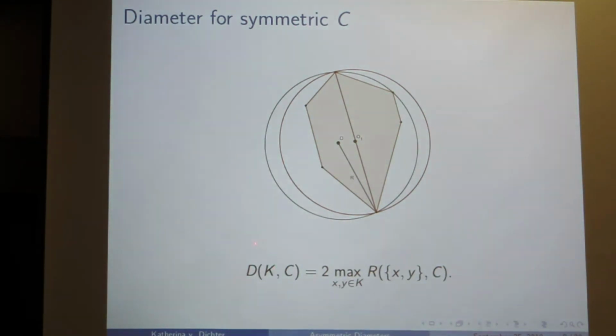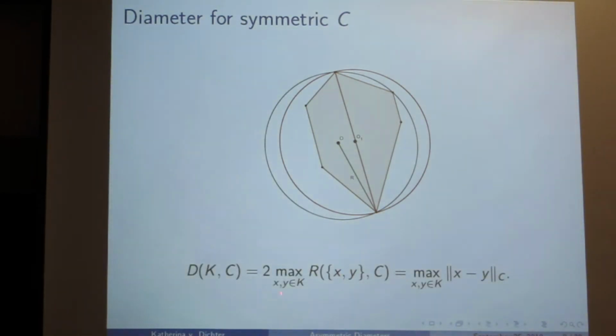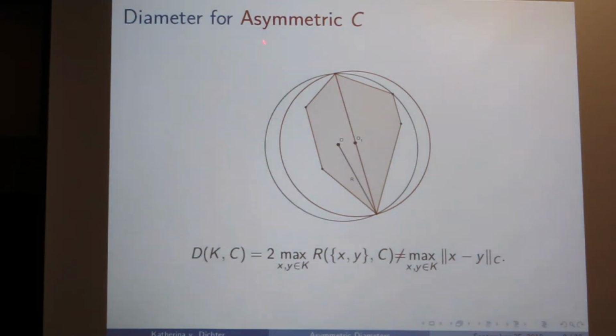So we know that the diameter is defined as 2 times the maximum circumradius of 2 points. But if we are in the symmetric case, symmetric meaning that if we flip our body, then it will stay the same, so it's point symmetric, then the diameter is the maximum distance between 2 points with respect to this body. But unluckily, if we take the body as not symmetric, for example a triangle, then these 2 things are not equal anymore.